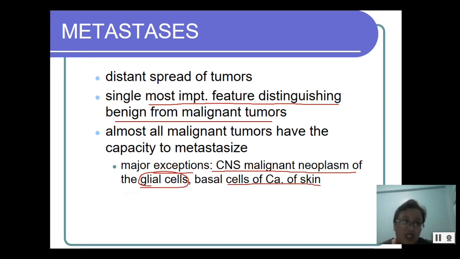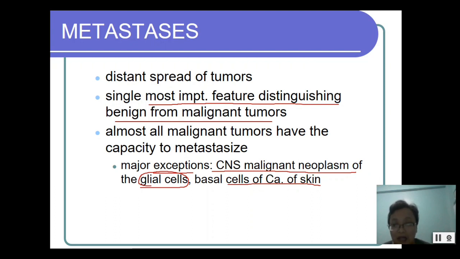Now, speaking of metastasis, this is the distant spread of tumor, and if it's present, it tells us that that particular tumor is definitely malignant. Okay? So almost all malignant tumors have the capacity to metastasize or transfer to another place. However, may mga tumor na even if they don't metastasize, they are already considered malignant.